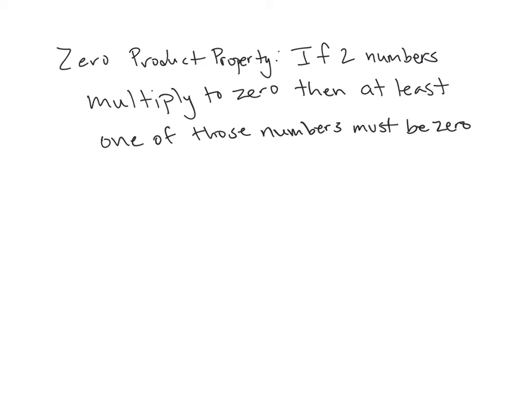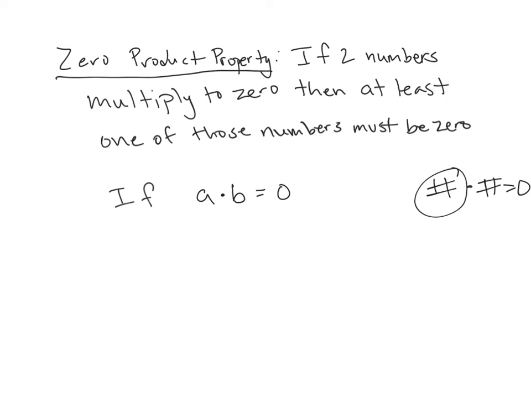All right, so what the zero product property is, it's a rule that says if we have two numbers that multiply to make zero, then at least one of those numbers must be zero. In symbols, if A multiplied by B equals zero, so we have two numbers multiplied together, number times number equals zero, then either this number has to be zero or that number has to be zero.